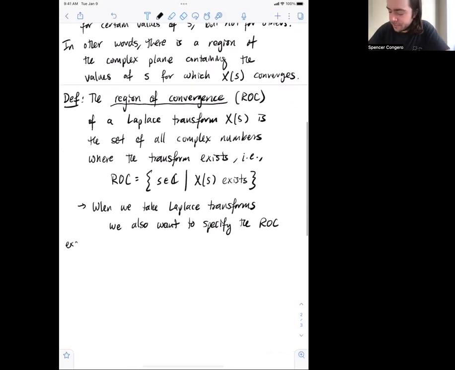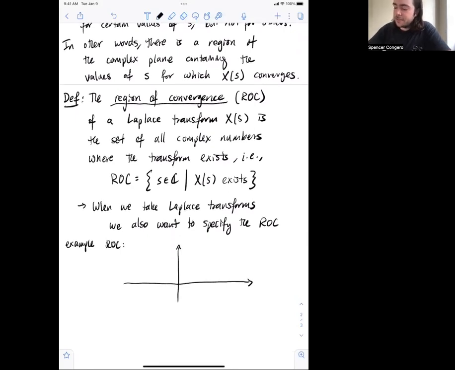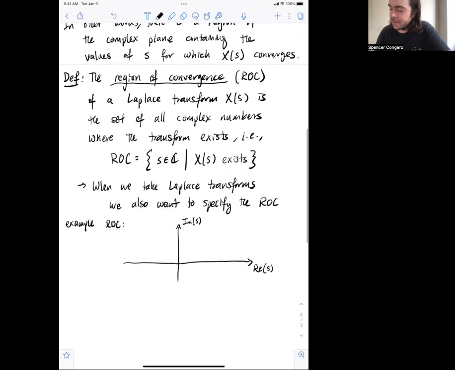Let me just give you an example of an ROC, just so you have something to look at. So how do we specify the ROC? Well, we can see that it's a subset of the complex plane. And in the context of the Laplace transform, sometimes we call the complex plane the S-plane. So this real part is really the real part of s, and the imaginary part is the imaginary part of s. And we have to specify the region containing all of the s values that make the Laplace transform exist. And I'll just draw an example here.